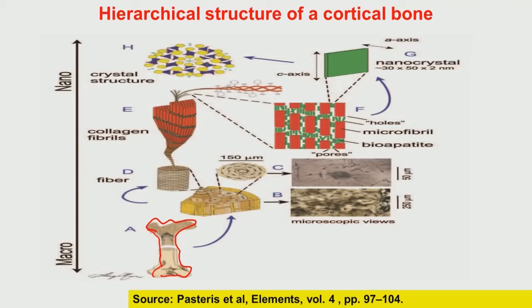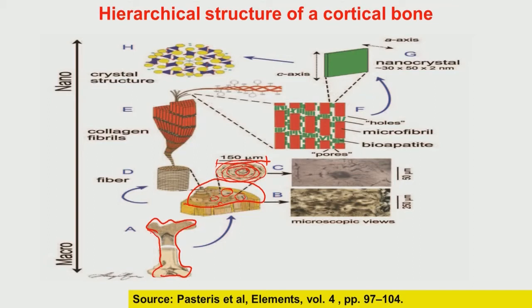Now, if you take a section from this long bone structure, in this section you will see there are a lot of canals here. You see these canals. These canals are essentially osteons, and these osteons have certain concentric circles, and the length scale here is somewhere between 100 to 150 nanometer.